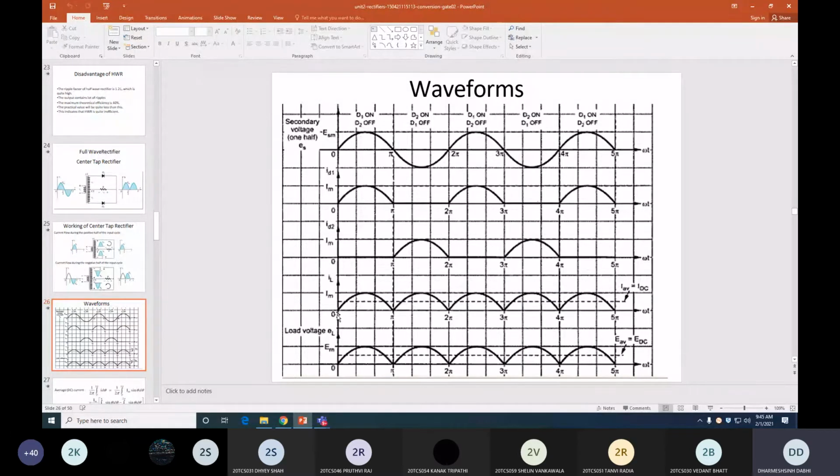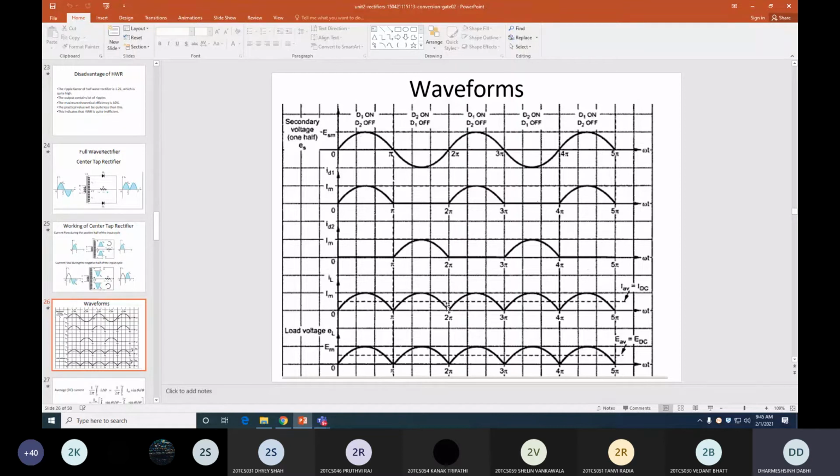As you can see, in the first half cycle your current is the same as the current flowing through diode D1, but after that it is off. Then diode D2 starts conducting, but the current remains in the same direction, positive. So you get a positive current. This process continues for the next cycle also, so you get this pulsating DC at the output side.